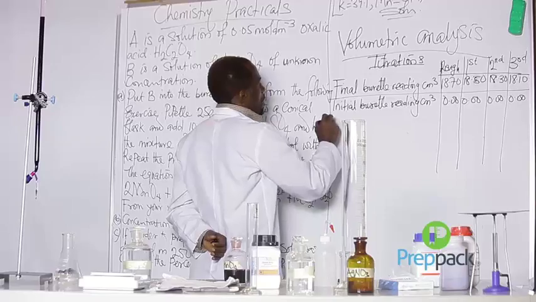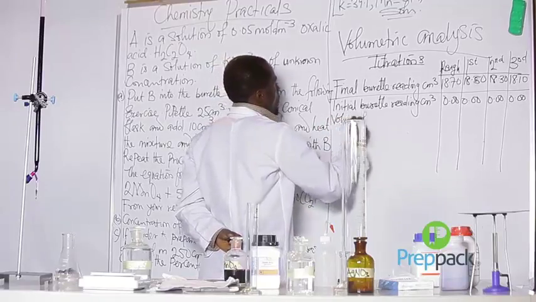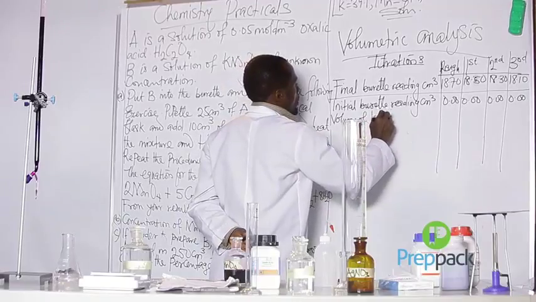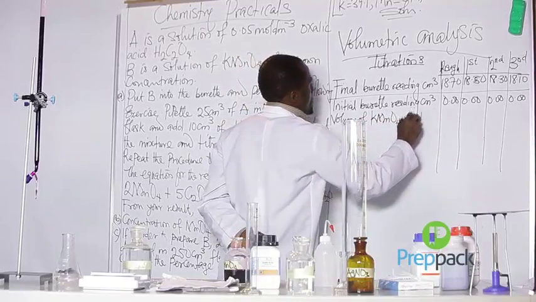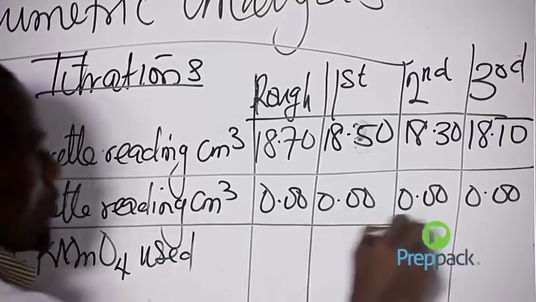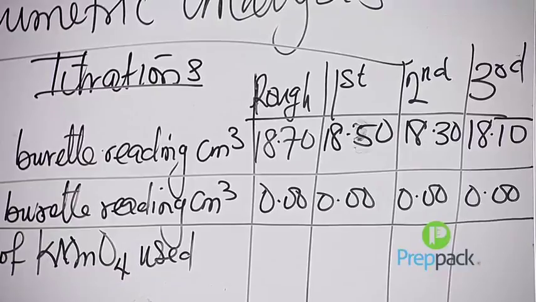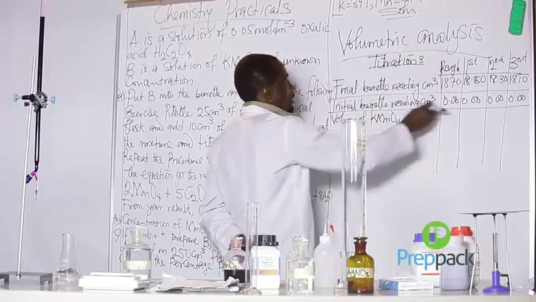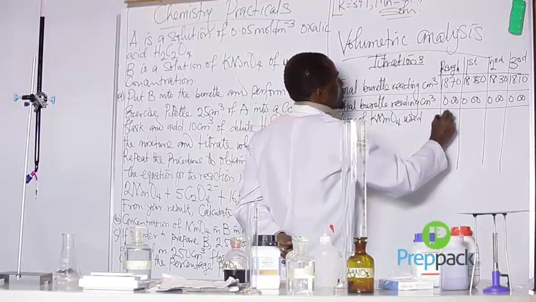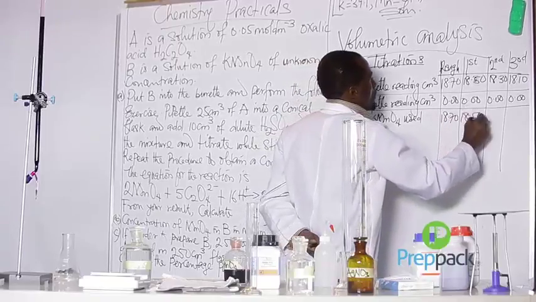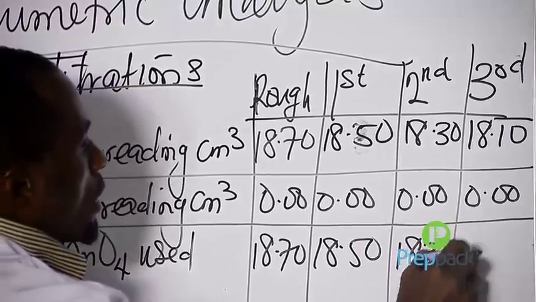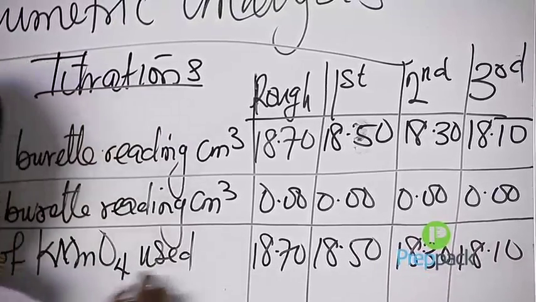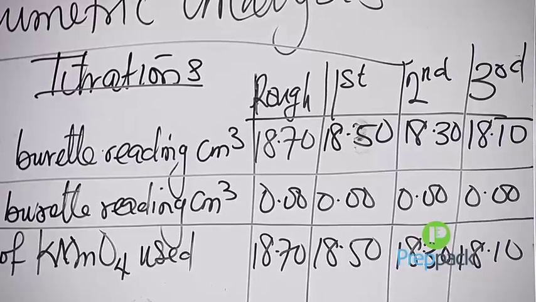So the volume of KMnO4 used, that is, the KMnO4 is in the burette. So the volume of KMnO4 used is the difference between the final burette reading and the initial burette reading, which is 18.70, 18.50, 18.30, and 18.10. When it comes to titration, all the values must be in two decimal places. That's the standard.